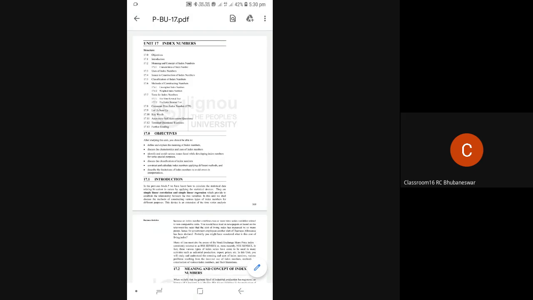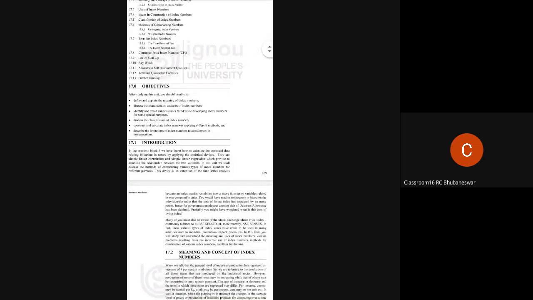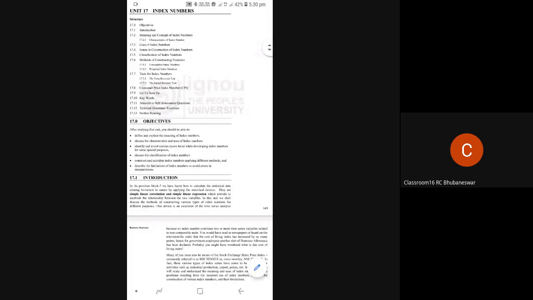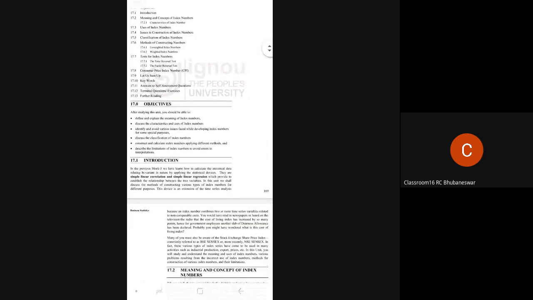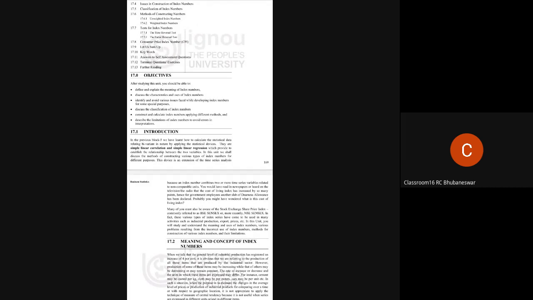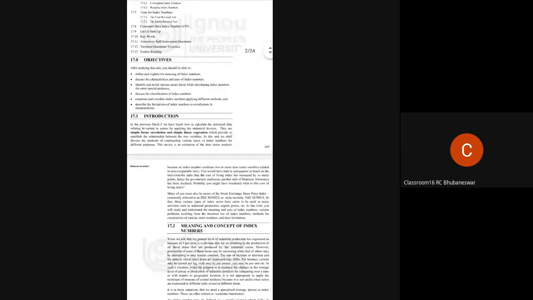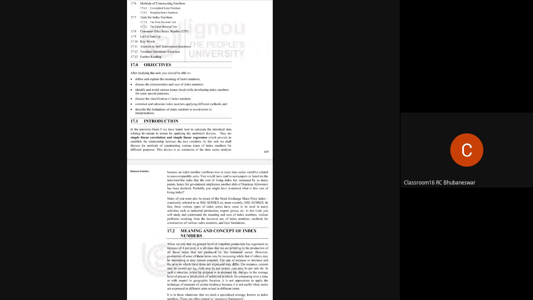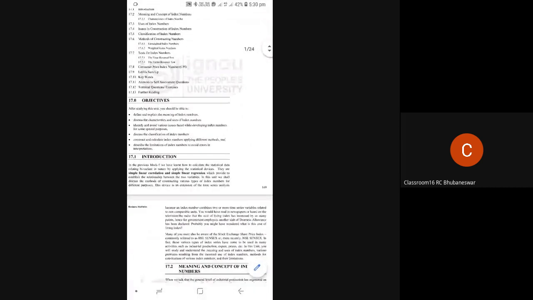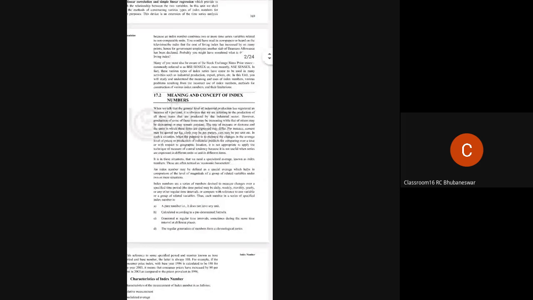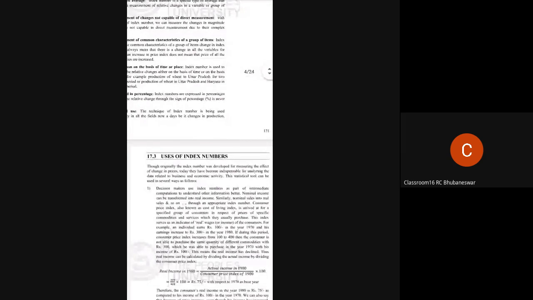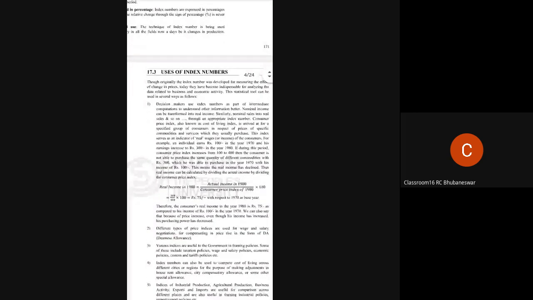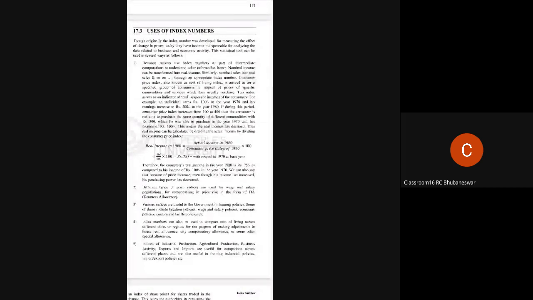index numbers. So an index number is nothing but data of past years taken as a base year to compare and for future planning. Basically, it is used in stock exchange markets, and sometimes in the calculation of DA allowance and other things. So meaning and concept, you go through it. Characteristics, you can go through all. Use of index numbers. So an index number means some year's data is taken as the base year to compare.